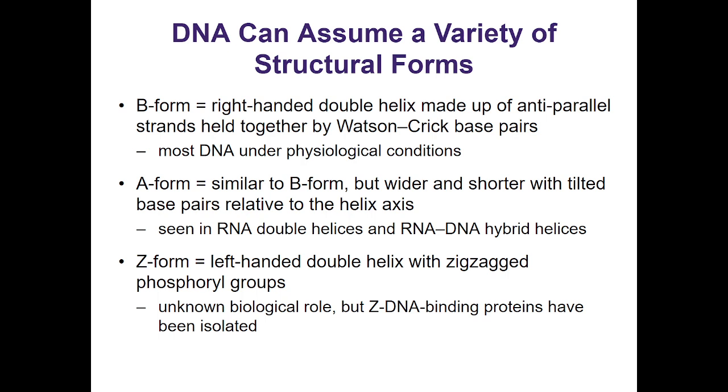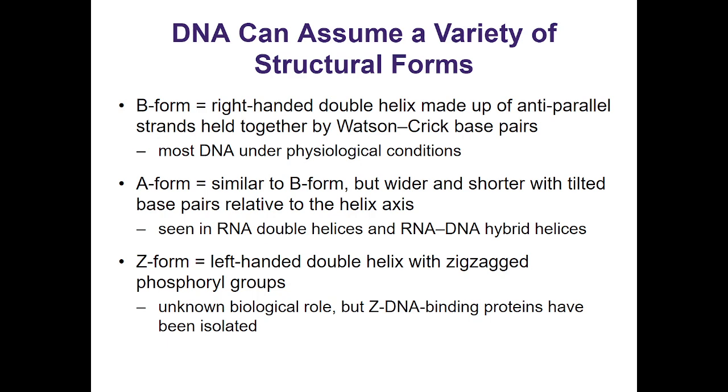We can form the B form, which is the right-handed double helix made of anti-parallel strands held together by the Watson-Crick base pairs. This is the majority of DNA under physiological conditions, your B form. This is the one you're probably most familiar with. We can have the A form. It's similar to the B form, but it's wider and shorter. It'll also have tilted base pairs relative to your helical axes.